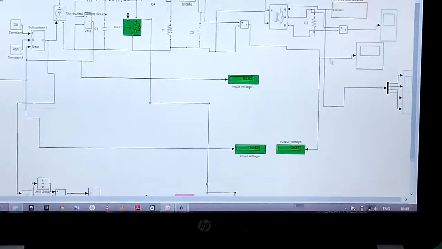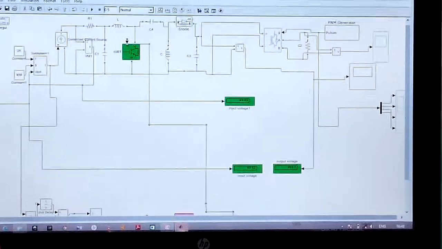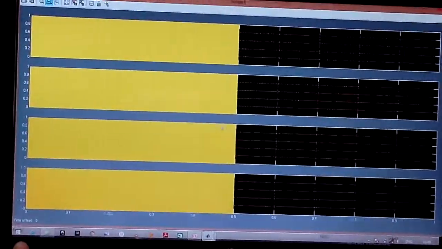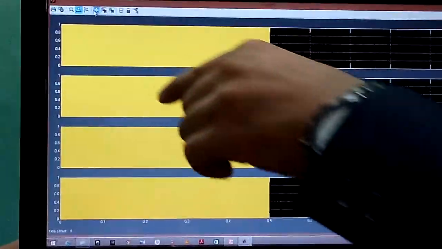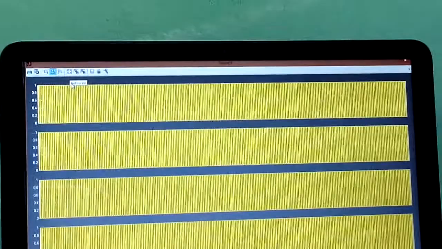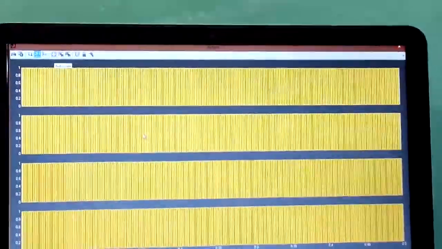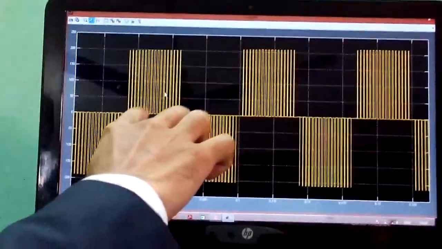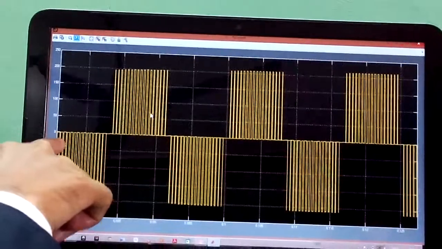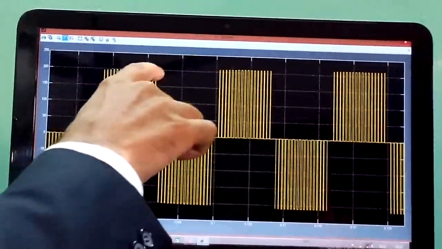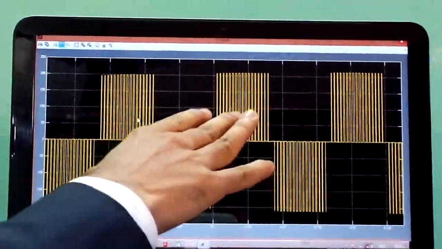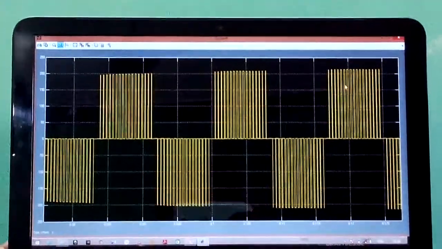This is the output. I'm going to show the output. This is our output of the PWM generator. This is our AC scope output, because see, it is going negative, after that positive, after that negative and positive continuously. So this we can call our current output.